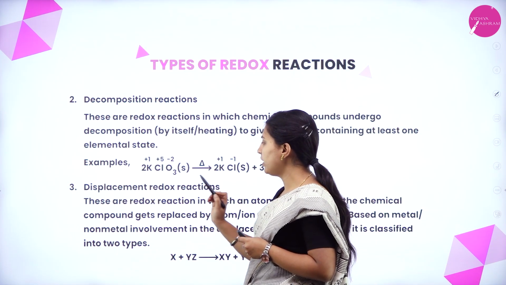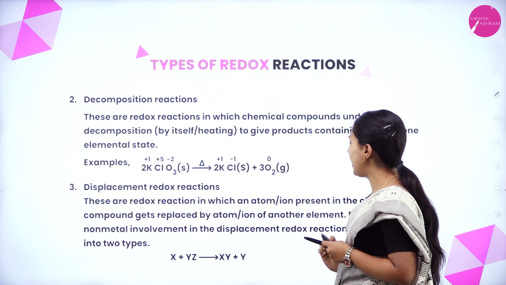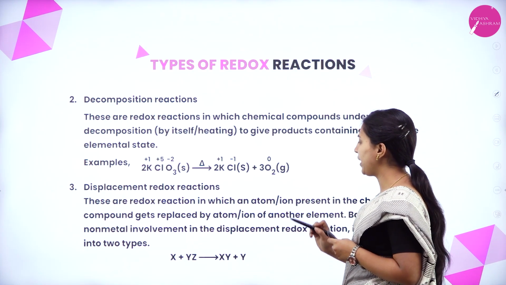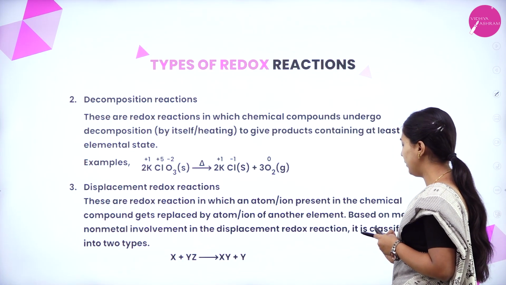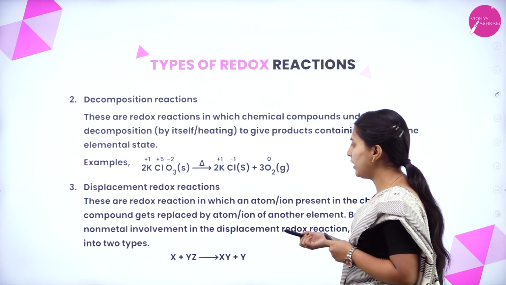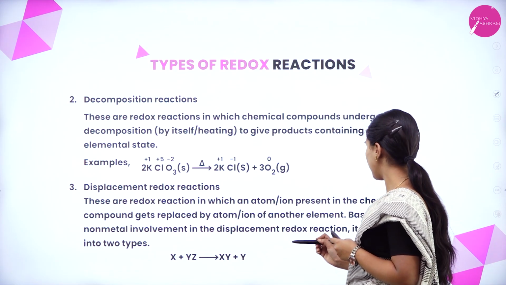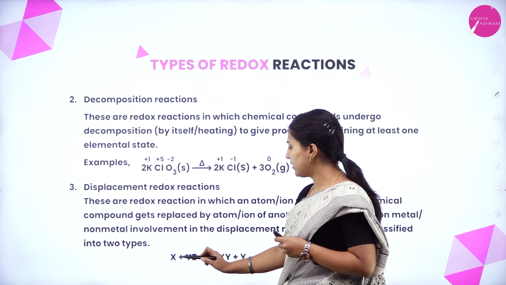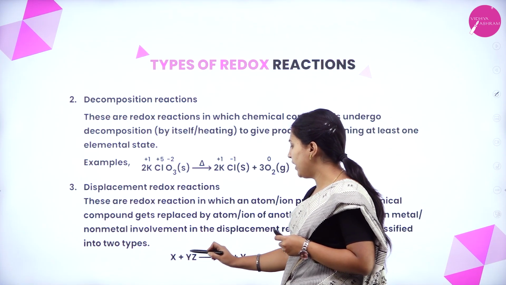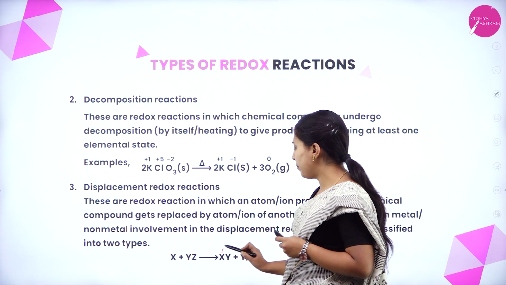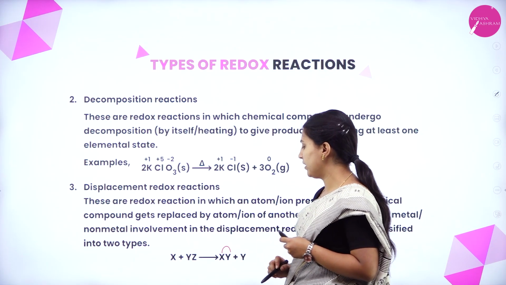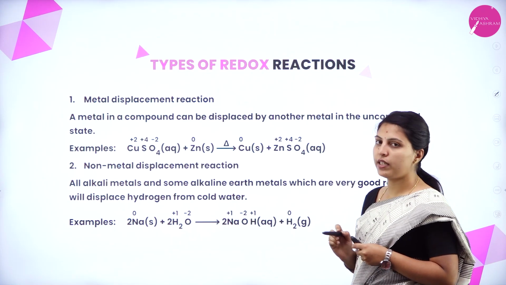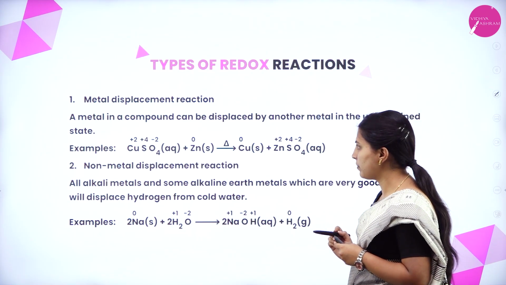Displacement redox reaction. These are redox reactions in which an atom or ion present in the chemical compound gets replaced by an atom or ion of another element. Based on metal or non-metal involvement, it is classified into two types. Displacement means X plus YZ, where Y is getting combined with X to give XY plus Z. The two types are metal displacement reaction and non-metal displacement reaction.